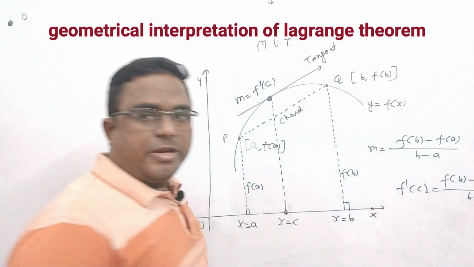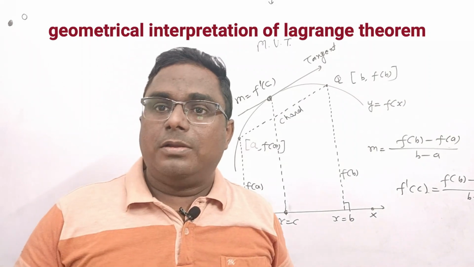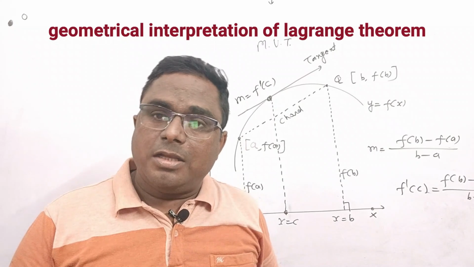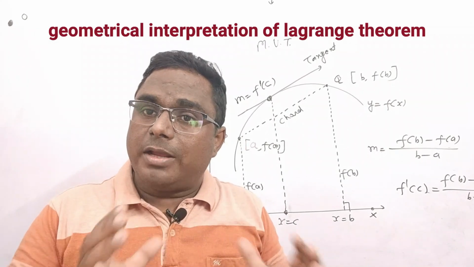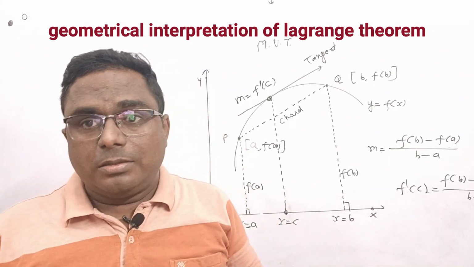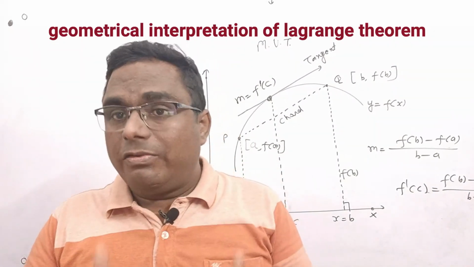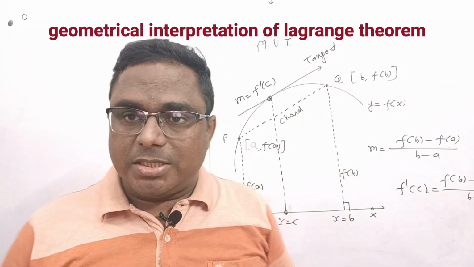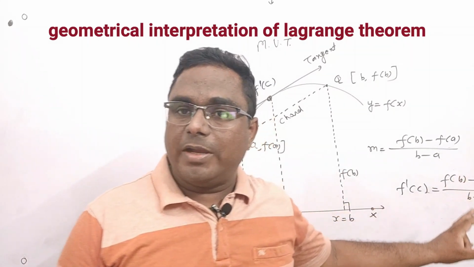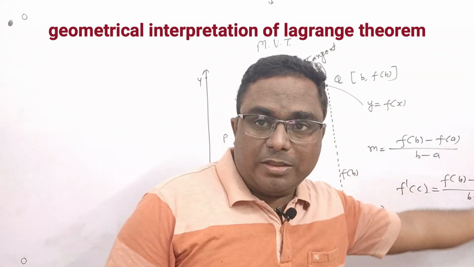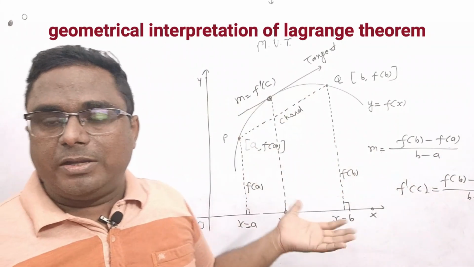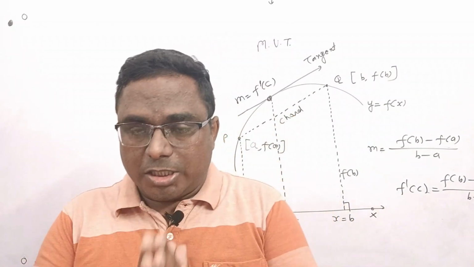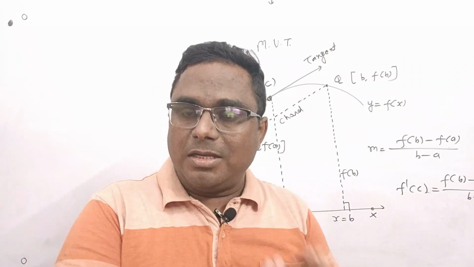So by this we come to the conclusion of Lagrange's mean value theorem. In Lagrange's mean value theorem, what was written at the end of the theorem? That there exists at least one value of c where f dash c is equal to fb minus fa upon b minus a. So I have obtained that result with the help of geometrical interpretation. Okay, so now students, I hope that you have understood Rolle's theorem and Lagrange's mean value theorem.